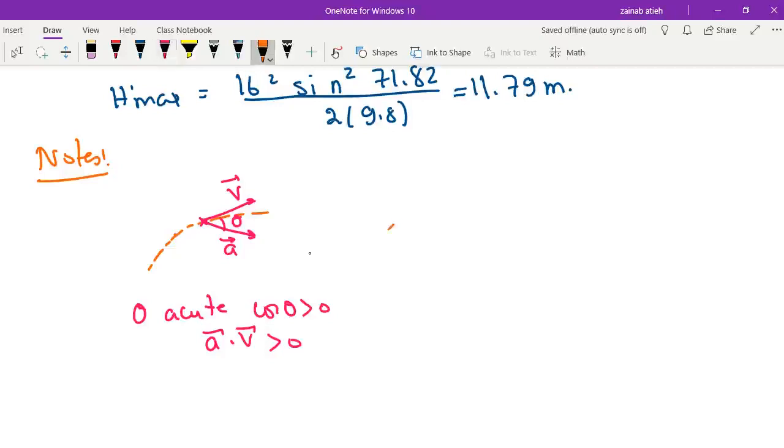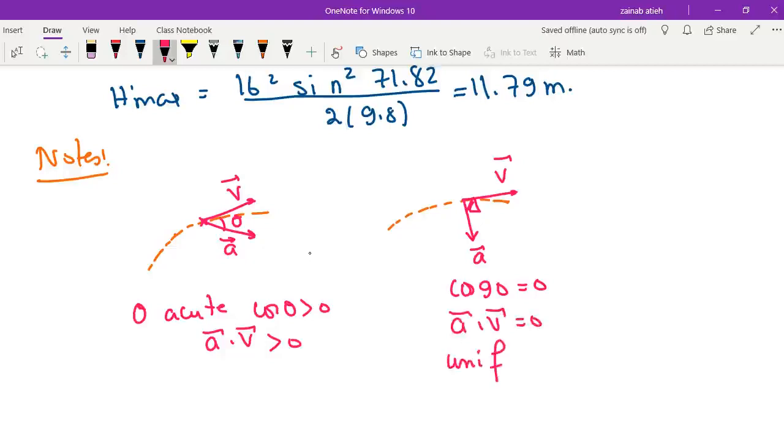In the second case, the particle is moving along a path. This is V, it's tangent, while the acceleration is toward the inside of the curve and makes a 90 degree angle with V. In this case the acceleration neither helps nor reduces the motion, and the angle is 90, and you all know that cosine 90 is 0. So I can say that if A dot V is equal to 0, in this case the motion is not accelerating, it is uniform. The motion is uniform, constant speed. This one, it's increasing speed, it's accelerating.